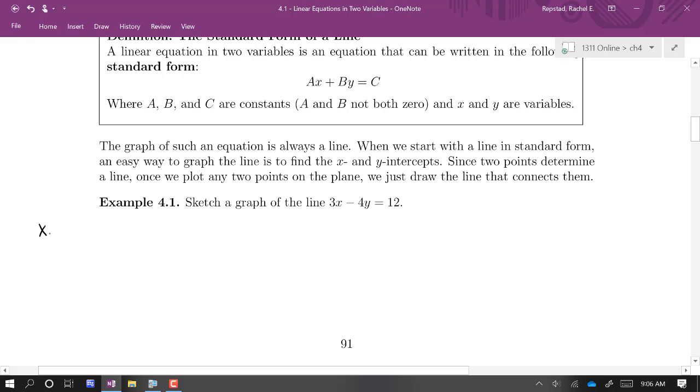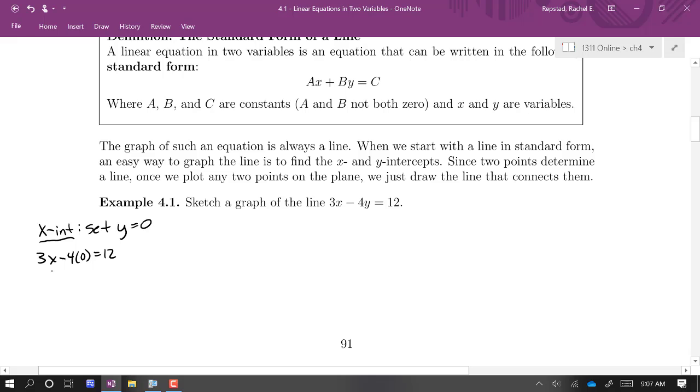To find an x-intercept, to find where it crosses the x-axis, we set y equal to 0. Now here we're doing this in the context of a linear equation, but this is true for any equation in two variables you might have. If you want to find an x-intercept, you set y equal to 0, and then you solve for x. So if we set y equal to 0 in that equation, our equation becomes 3x minus 4 times 0 equals 12.